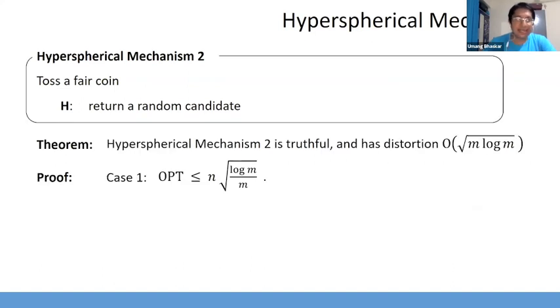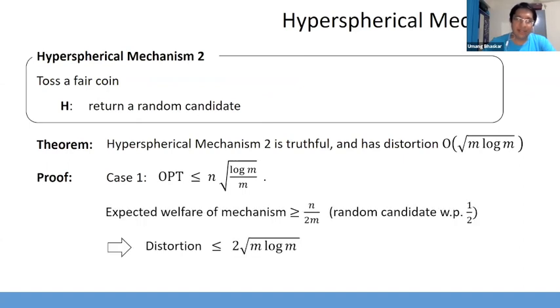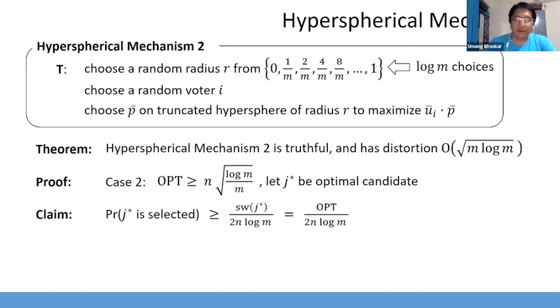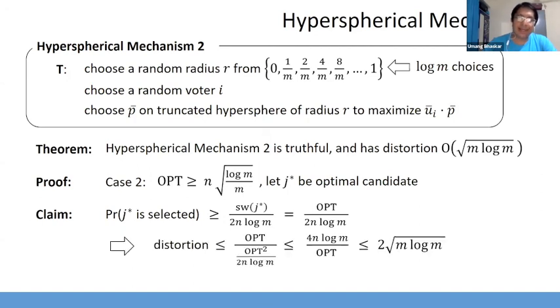So the first case is exactly similar to the previous one. If opt is low, then the first step where I uniformly choose a candidate and return it gives me the required distortion bound. The second case is slightly more interesting. Again, we will show exactly the same bound: the probability that the optimal candidate is selected when the social welfare is high enough is at least opt over 2 n log m. If you show that, then by the same analysis you get a distortion bound of square root m log m. So what we want to show now is that even for this mechanism, the probability that J star is selected is at least opt over 2 n log m.